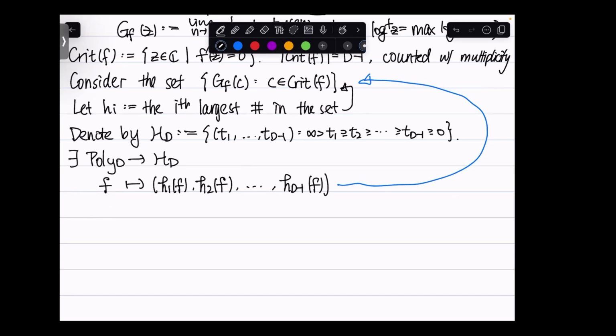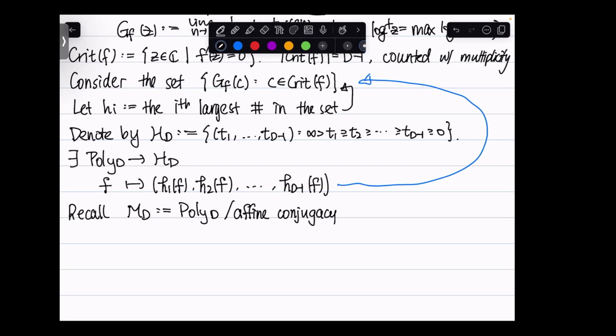Okay, so it turns out that this map will descend to the moduli space of polynomials. Just recall that I denote by M_d the moduli space of polynomials. We take the space of polynomials and consider this space up to affine conjugacy.